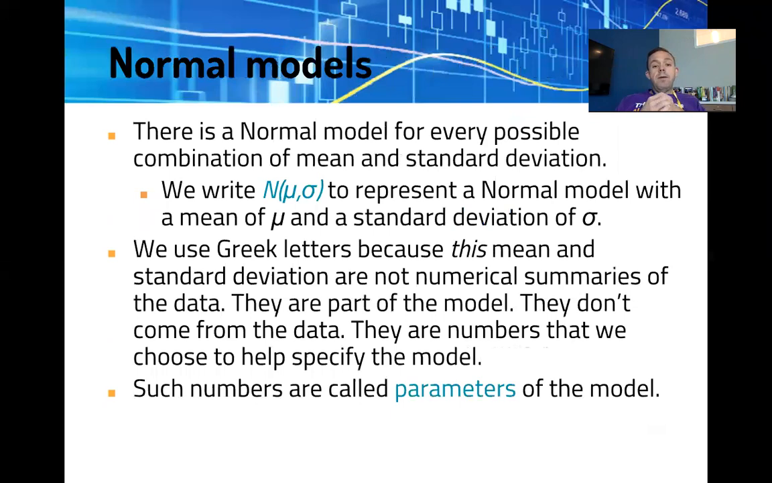There is a normal model for every possible combination of a mean and standard deviation. We will write N of mu comma sigma to represent a normal model with a mean of mu and a standard deviation of sigma. Those are Greek letters. We use Greek letters because this mean and standard deviation are not numerical summaries of the data. They are part of a model. They don't come from data. They are numbers that are chosen to help specify a model. Such numbers are called parameters of the model.